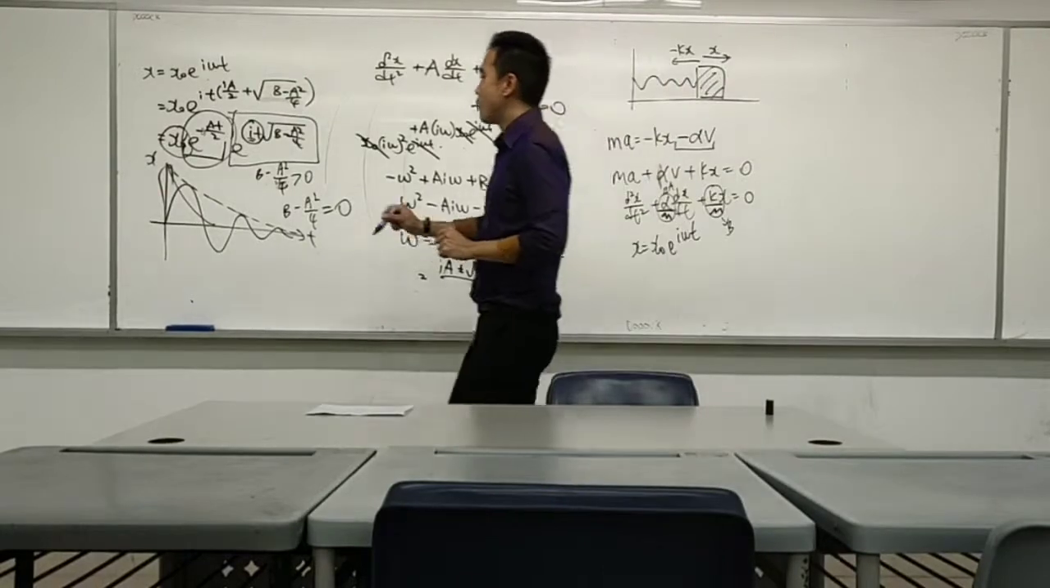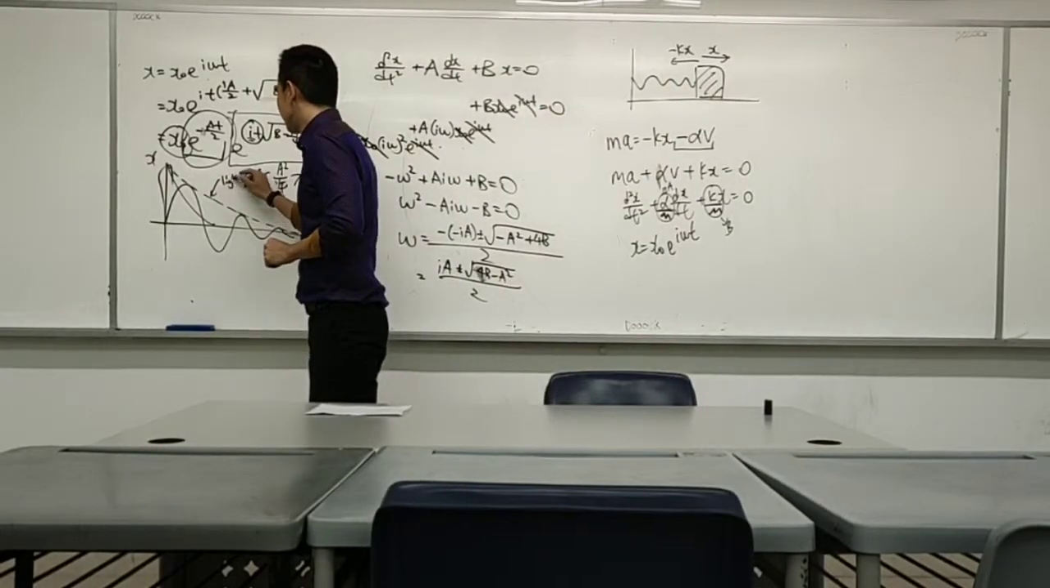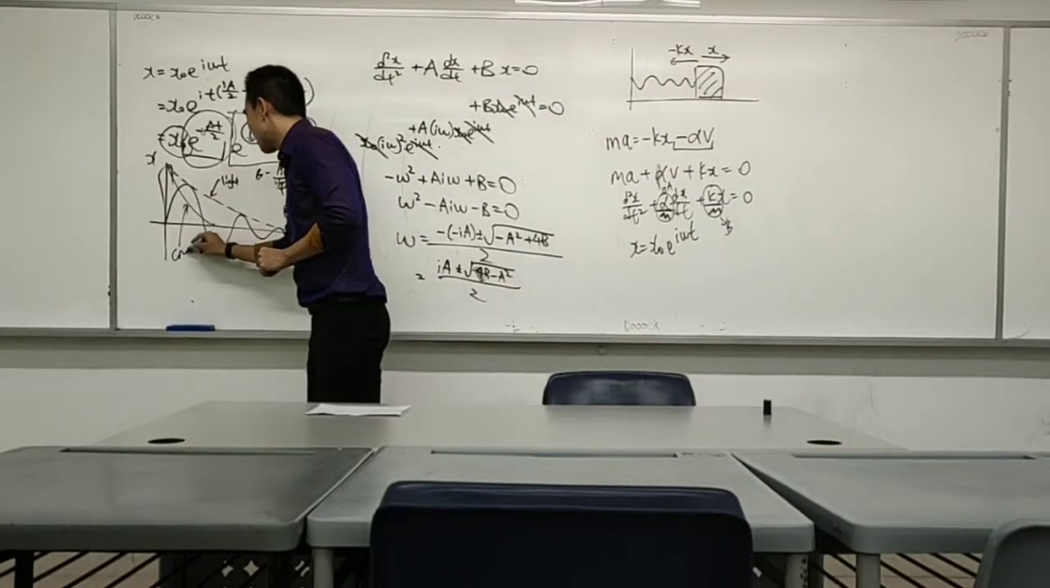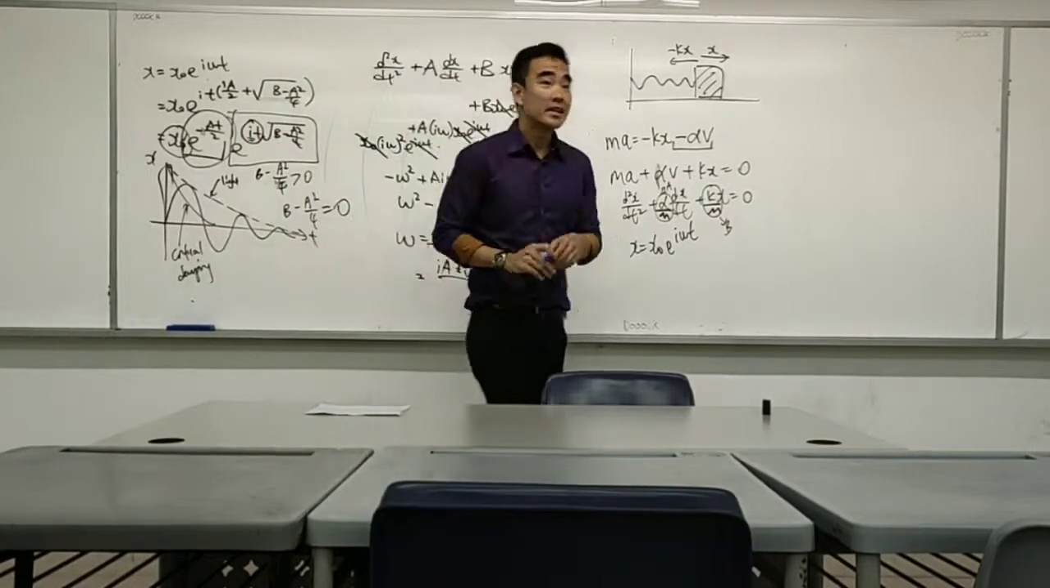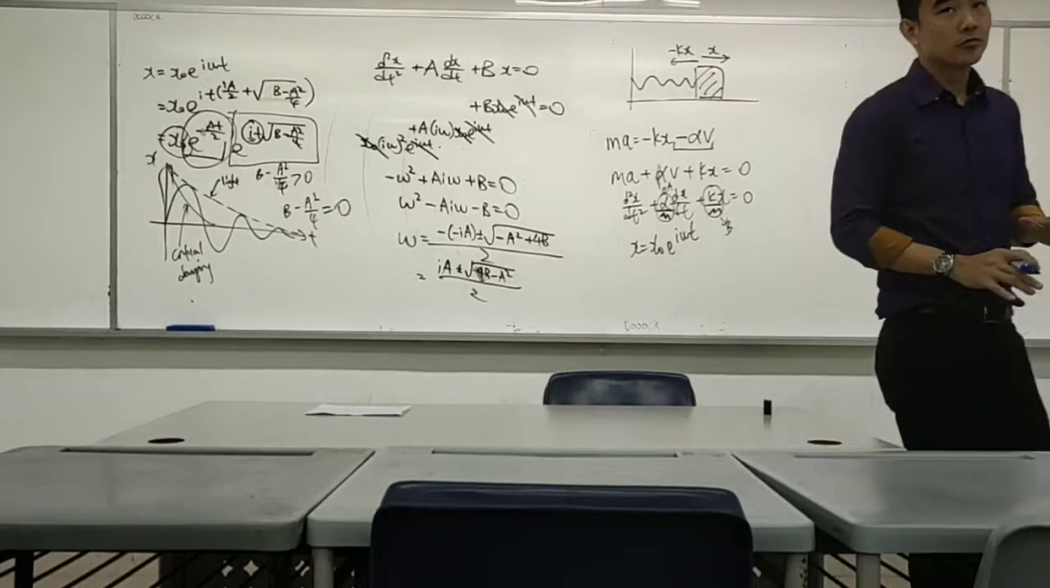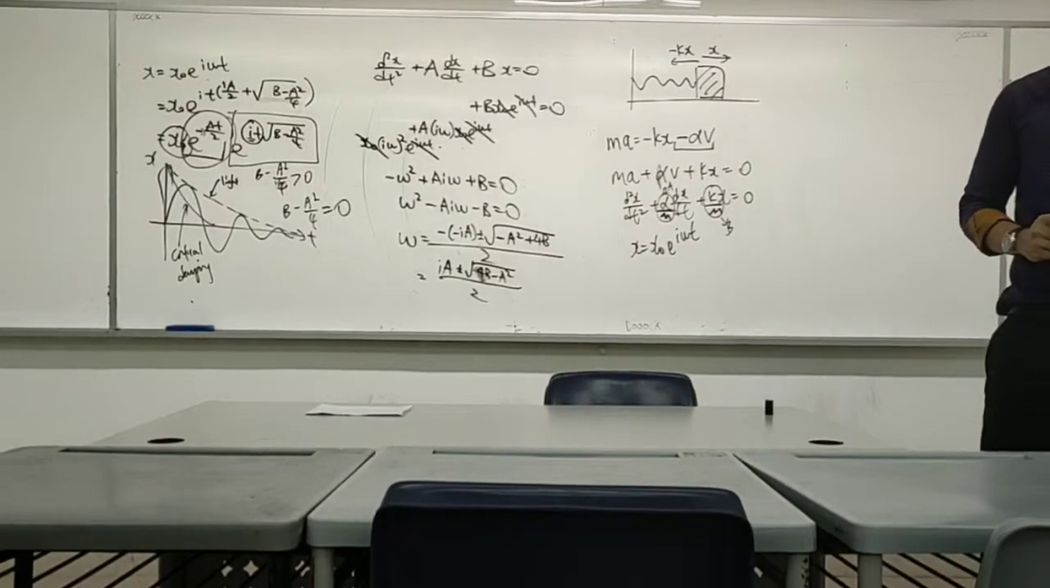This is what we call light damping. This is what we call critical damping. There's another one which is called heavy damping, which I'm not going to go through, because it's a little bit difficult.